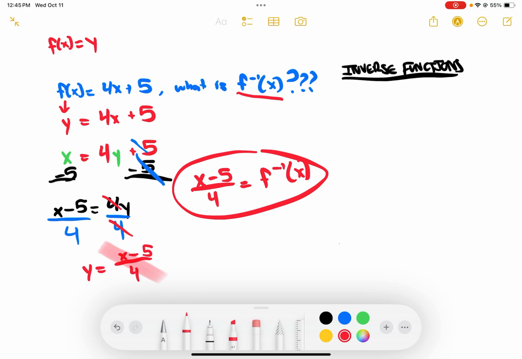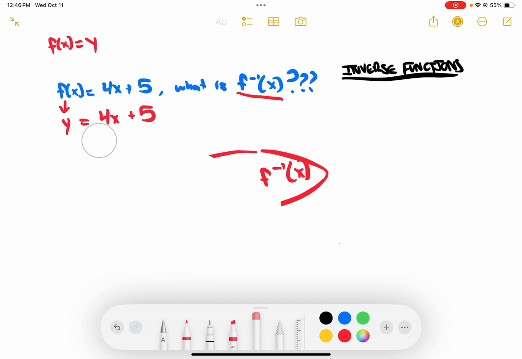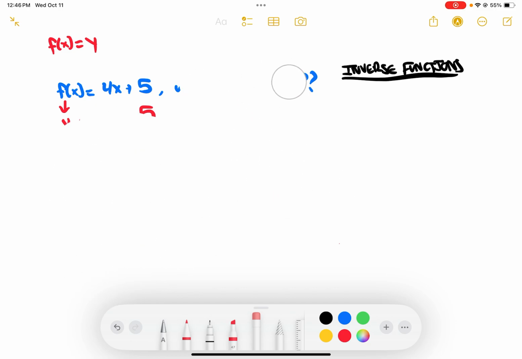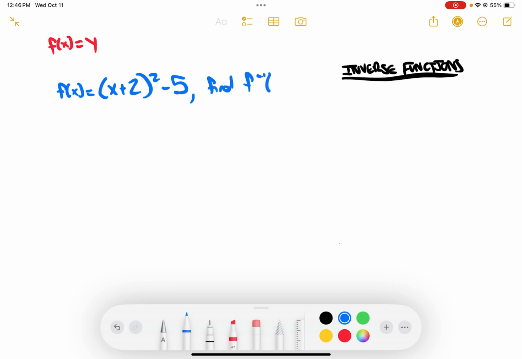Now you can take this logic, and you can apply this to any kind of function. Just for a little more complicated of an example, let's try a quadratic. So let's make f of x equal to (x plus 2) squared minus 5. And let's find f inverse of x once again. Once again, f of x is the same thing as y. Let's just turn it to a more familiar variable for a moment.